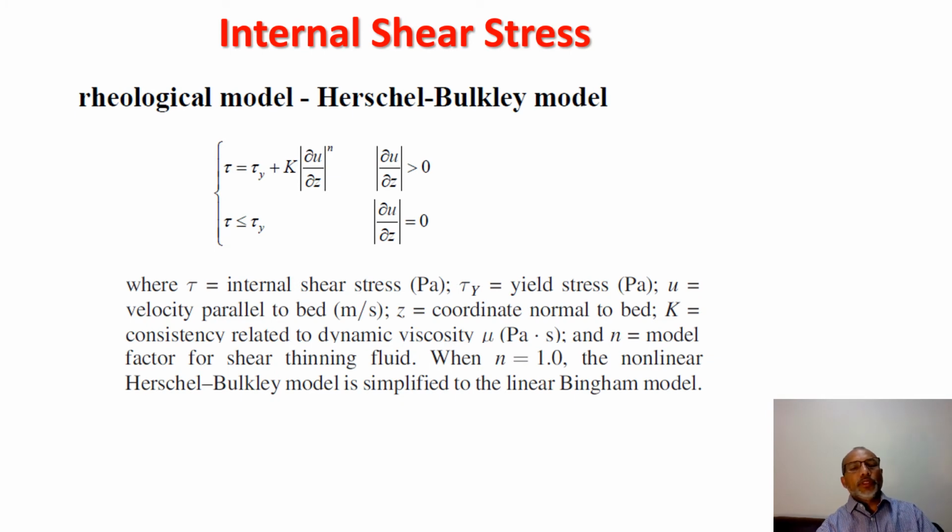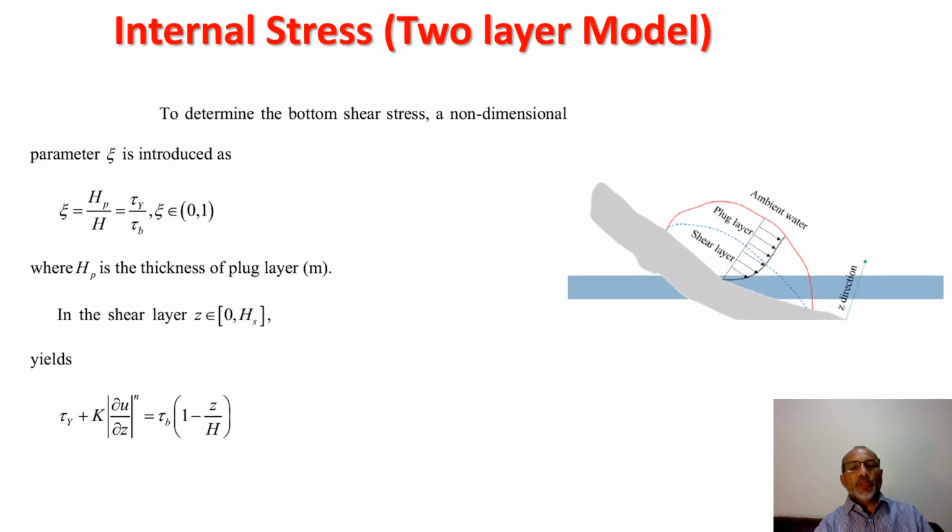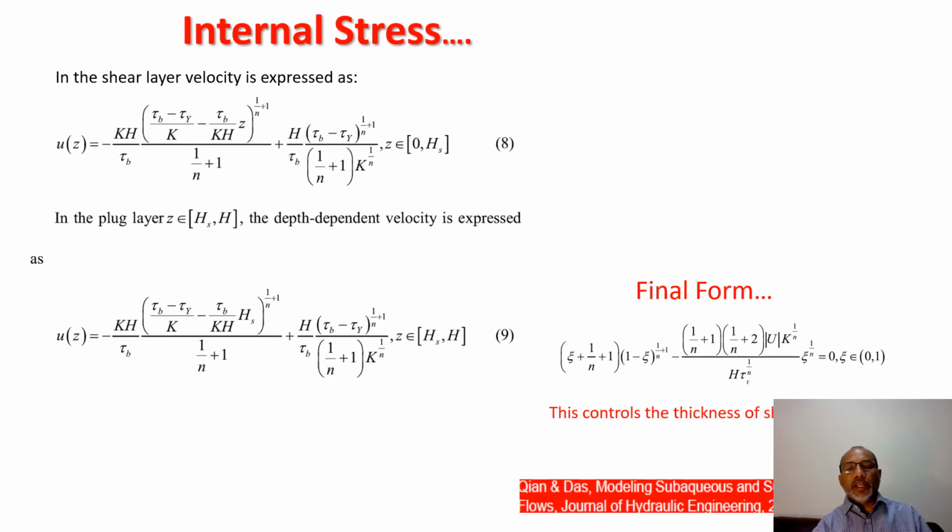For the rheology, we use the Herschel-Bulkley model, where the bottom stress is defined as a function of the flow structure in the vertical direction. We introduced a non-dimensional parameter called zeta, which defines the thickness of the shear layer and plug layer. With some analytical work, we came up with the velocity in the shear and plug layers as a function of the thickness z, and this is the closed form, which we solved numerically.